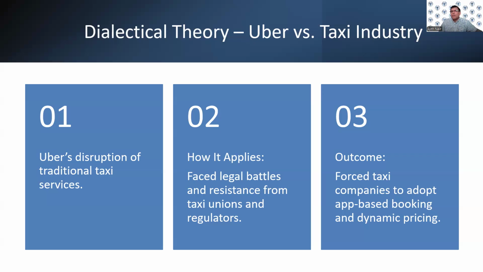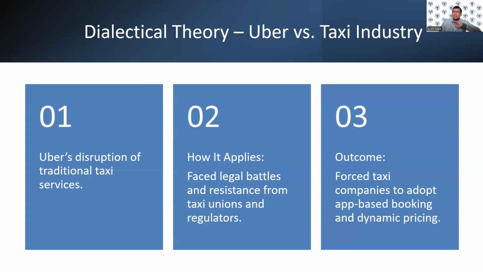But customer demand was growing higher than any of these reports that came out, because customers found it affordable, customers found it convenient, customers found the app-based booking much more effective. Even the cars are much more sophisticated than the regular taxi. So the opposition between Uber and the taxi industry perfectly represents the dialectical theory, where you can see conflicting interests driving change. Now let's take a look at the outcome.